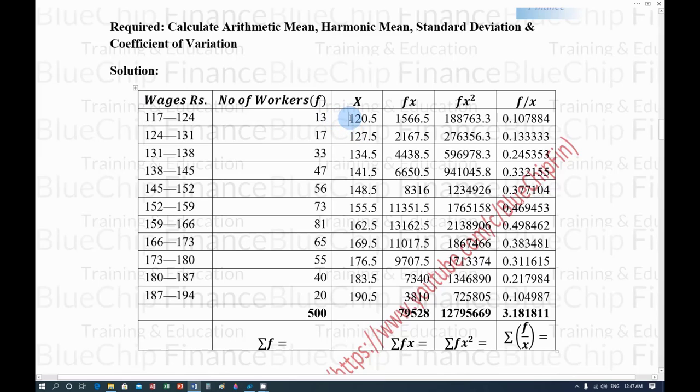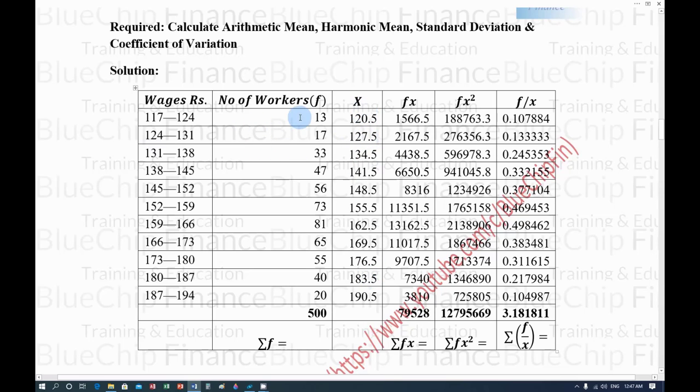So 124 plus 117 divided by 2 equals 120.5, and 131 plus 124 divided by 2 equals 127.5. So there is a difference of 7. So h will be 7. Just add 7 to the next values and take the values of x.